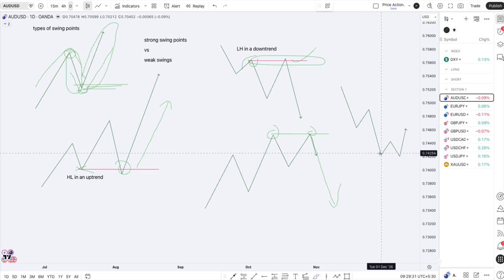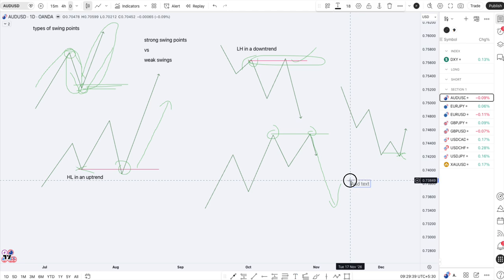I personally don't consider these as high probability setups. The only reason is because these are weak swing points.